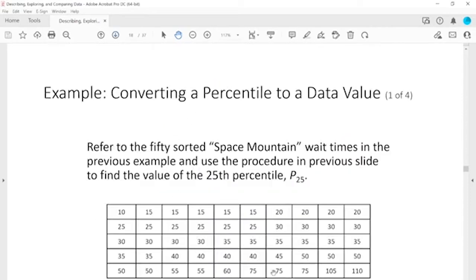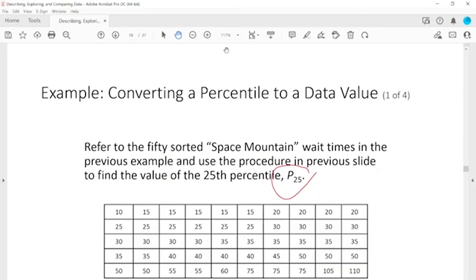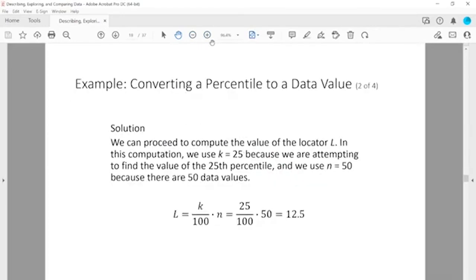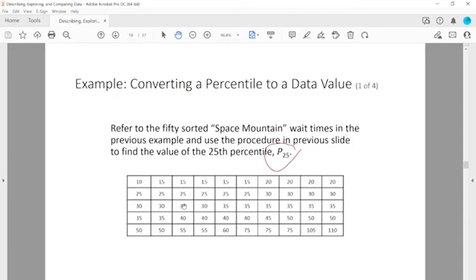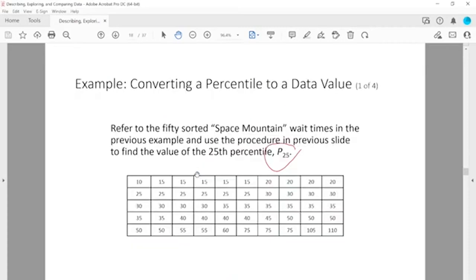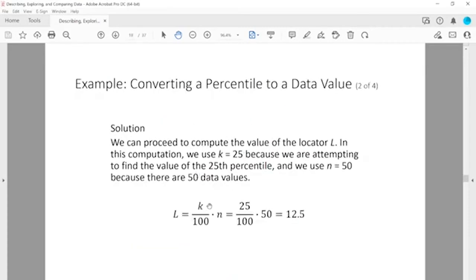Let's say this is the data you have been given, the same data. It's already sorted: 10, 15, 15, 15. And our goal is to find the p25. According to the formula, first of all, you need to find the locator, which is k over 100 times n. In this case, k is 25, so it's 25 over 100 times 50, because there are 50 data values. If you calculate this, it gives you 12.5.